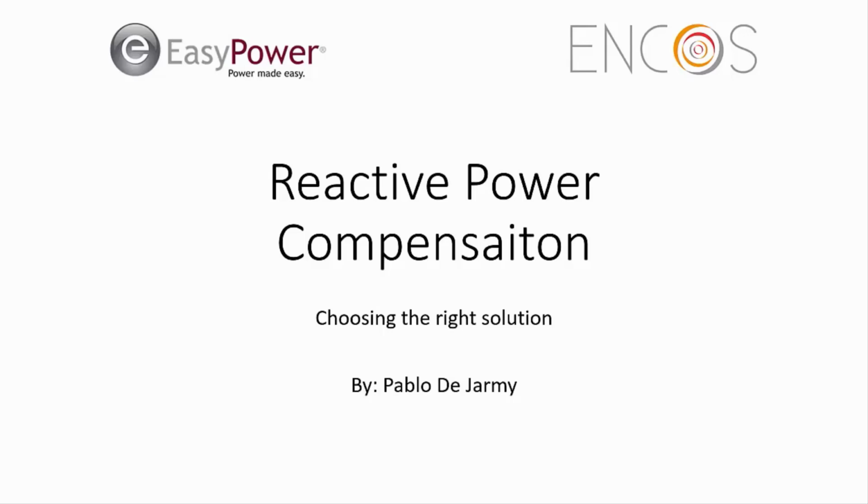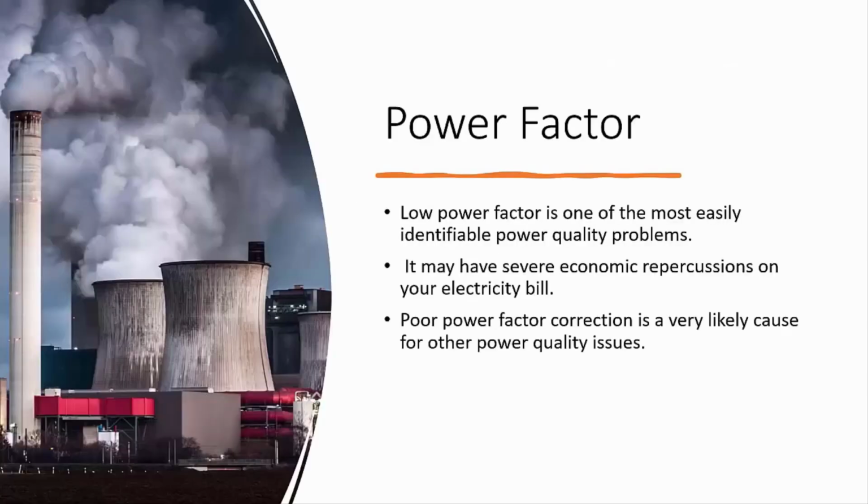Now, when talking about reactive power, the real word we should be talking about is power factor. Low power factor is one of the most easily identifiable power quality problems, and it is also one of the most common power quality problems found in every kind of industrial and commercial facility around the globe. Low power factor may have severe economic repercussions on your electricity bill. In every country it is different, but there's always a penalty for low power factor, and it's not just economic repercussions. You may also have very severe technical repercussions on your facility.